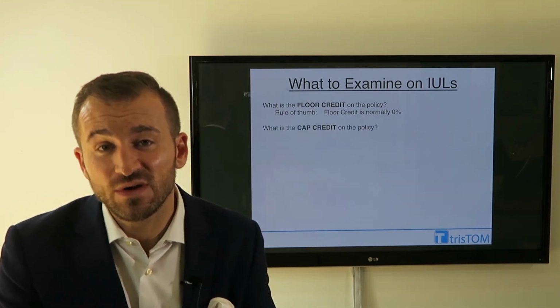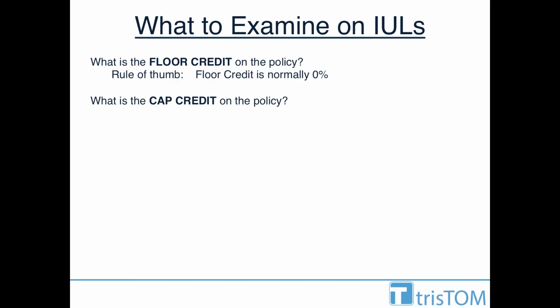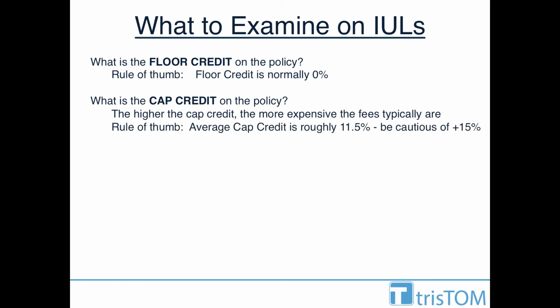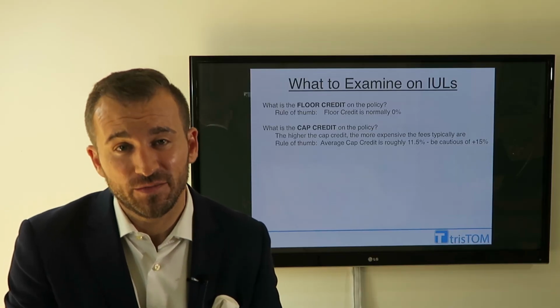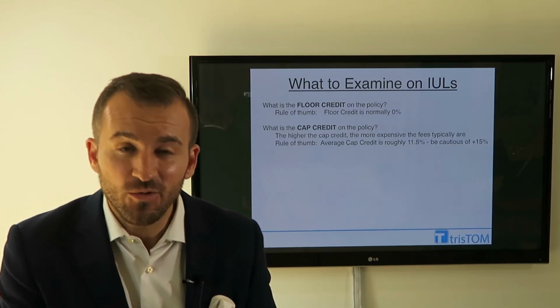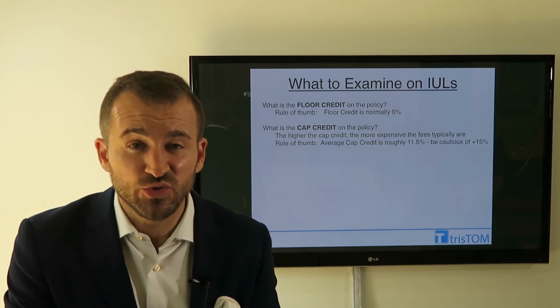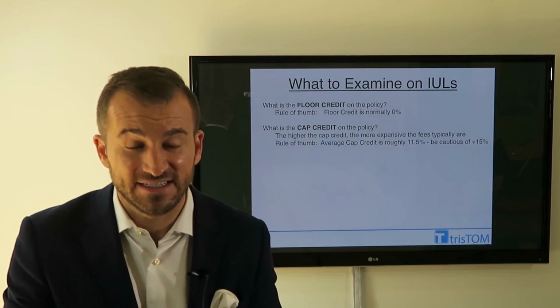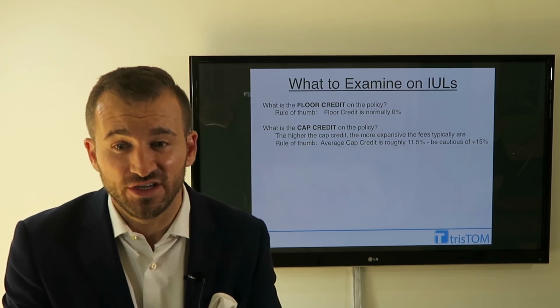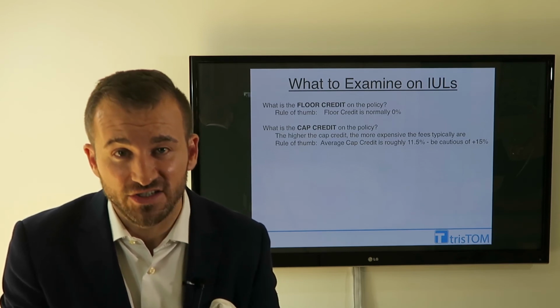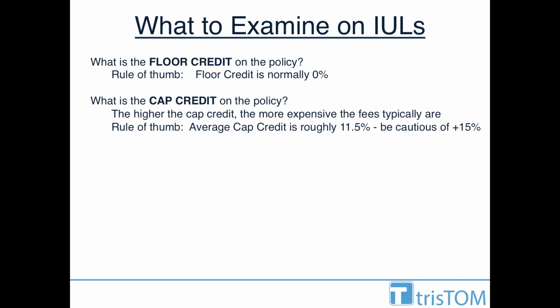You should also look at exactly what is the cap credit on this policy. Normally, a cap credit is about 11.5% as of 2016. But the higher the cap credit, usually there's more fees associated with that. Now, if you do see policies out there that have a cap credit above 15%, be cautious. Why would an insurance company give you a cap credit that is so high? Usually there's fees associated with that, and they're just trying to sell the sizzle as opposed to actually truly giving your client a benefit. So be cautious if you have a very high cap credit.